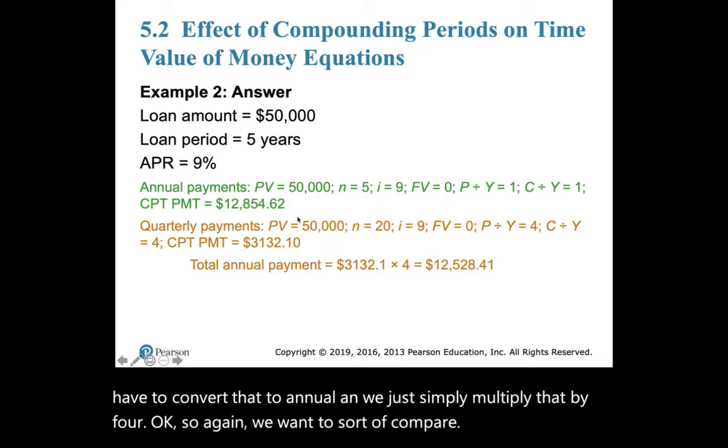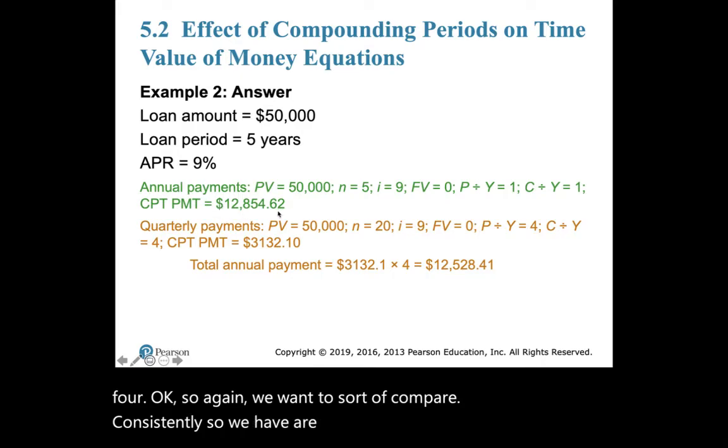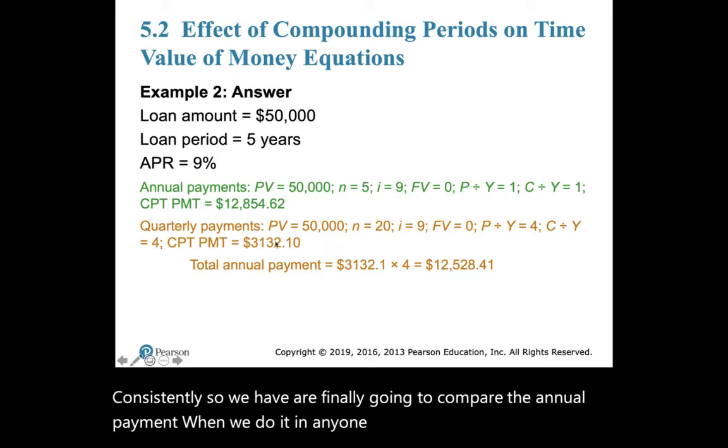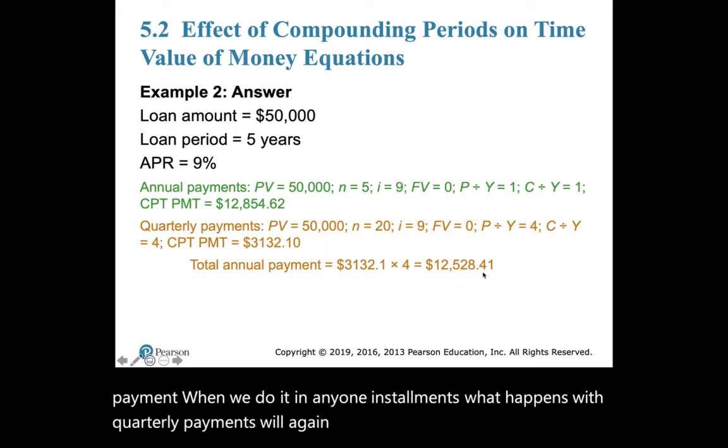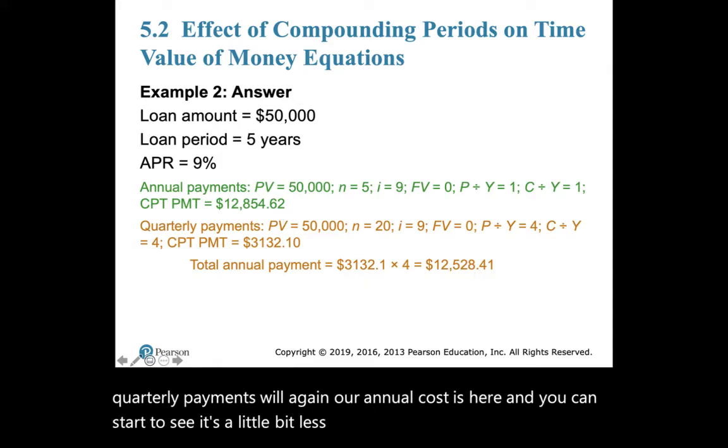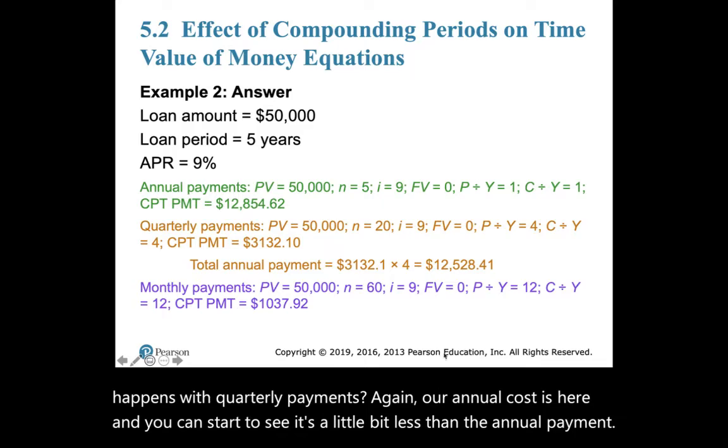Okay, so again, we want to compare consistently. So we're finally going to compare the annual payment when we do it in annual installments. What happens with quarterly payments? Well, our annual cost is here, and you can start to see it's a little bit less than the annual payment.